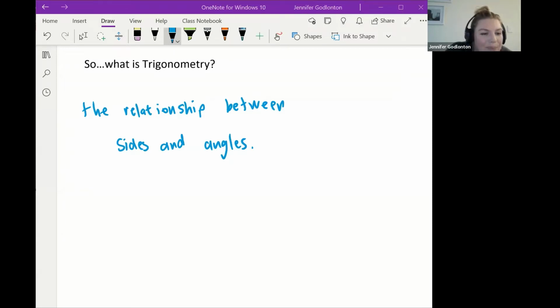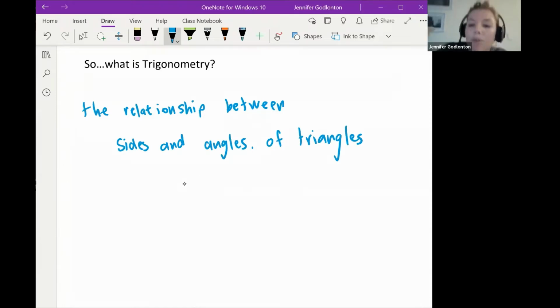Let's have a look. Branch of mathematics that studies relationships between sides and angles. You guys are all on the right track. You are doing absolutely beautifully. Basically, trigonometry is looking at the relationship between sides and angles of triangles.